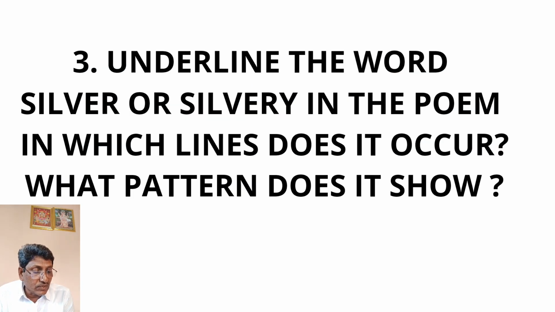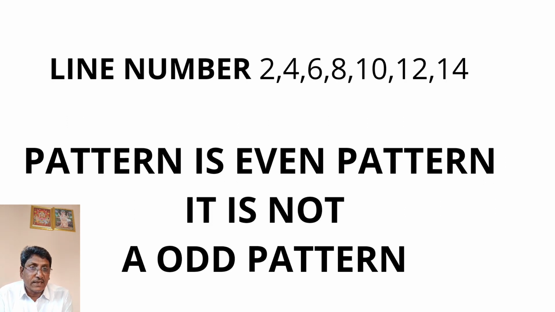So this is activity 2, and I will tell you activity 3. Underline the words silver or silvery in the poem. In which lines does it occur? What patterns does it show? Here they have asked two questions to us, and the first one is in which lines the words silver or silvery occur. So I will tell you the line numbers first: second line, fourth line, sixth line, eighth line, 10th line, 12th line, and 14th line. In these lines the words silver or silvery occur. And what is the pattern? They asked what the pattern is. So I will tell you these words occur in an even pattern, not odd.